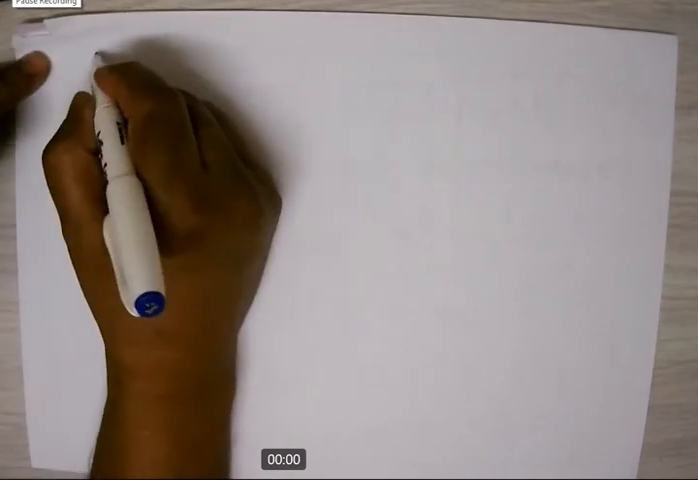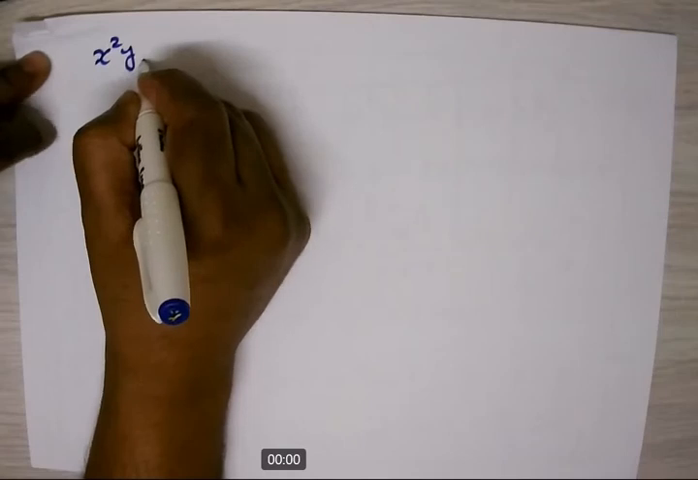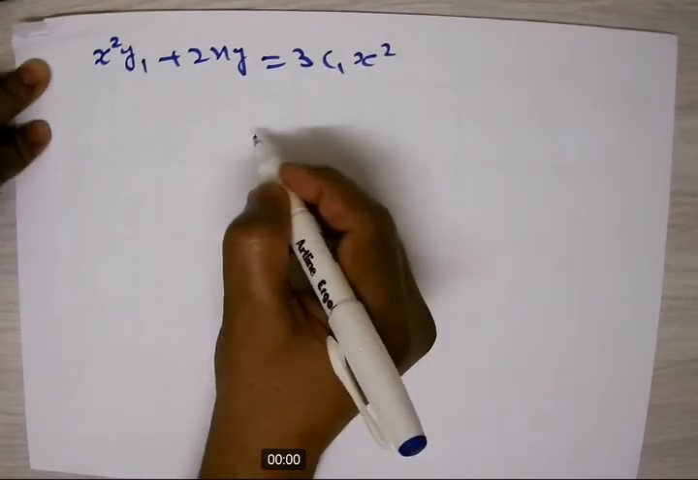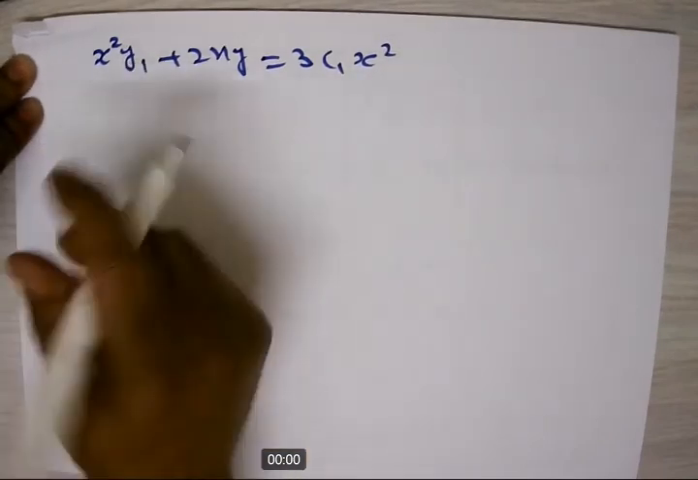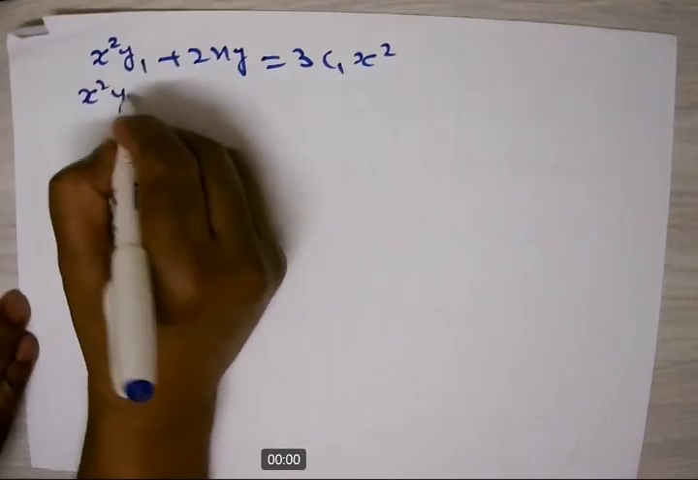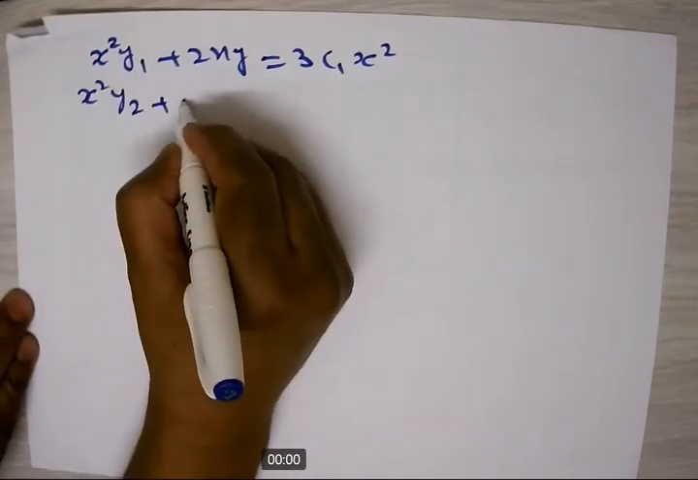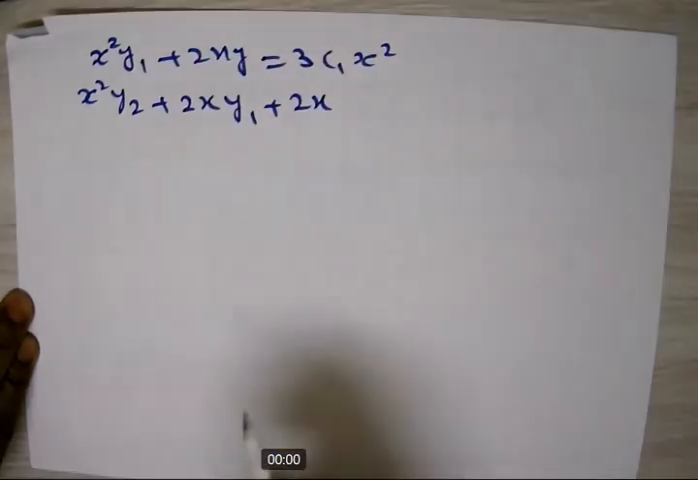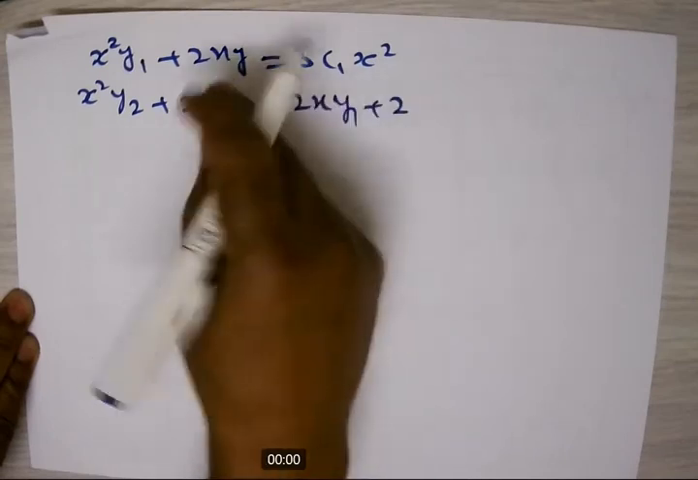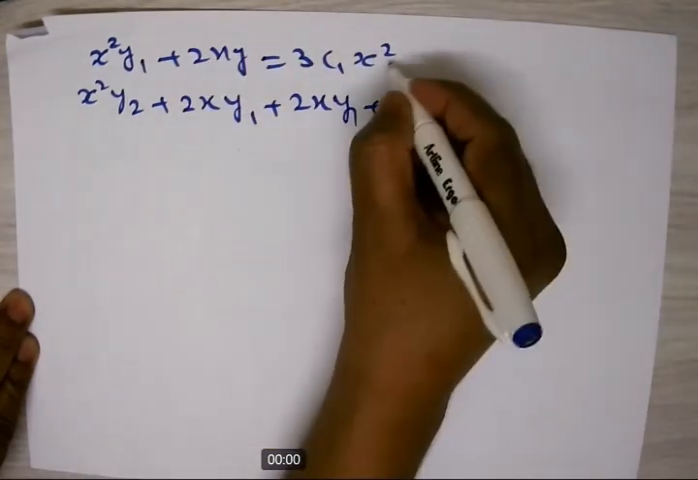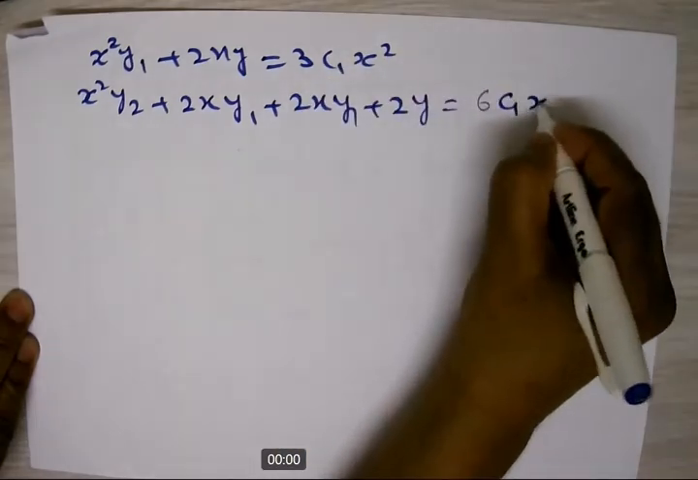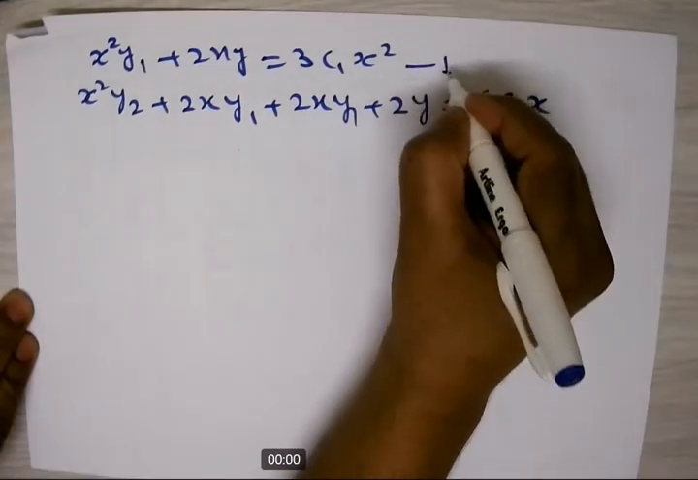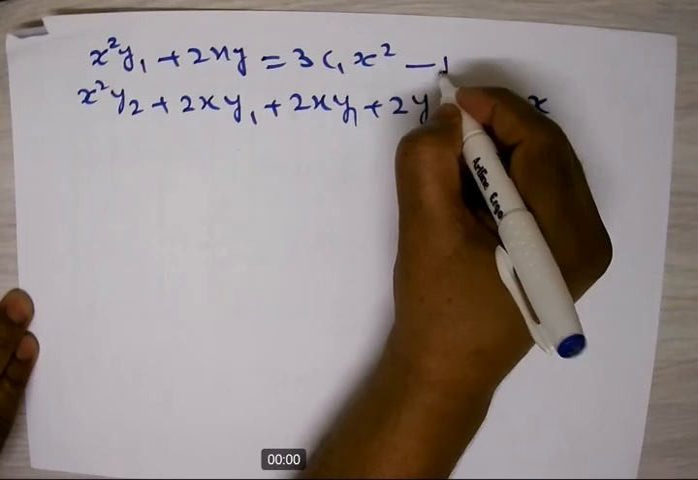That means the derivative of x square y1 plus 2xy is equal to 3c1 x square. Now again find the derivative, using the product method. So x square times y2, plus 2x y1, plus 2x y1 plus 2y, using the product rule again, is equal to 6c1 x.